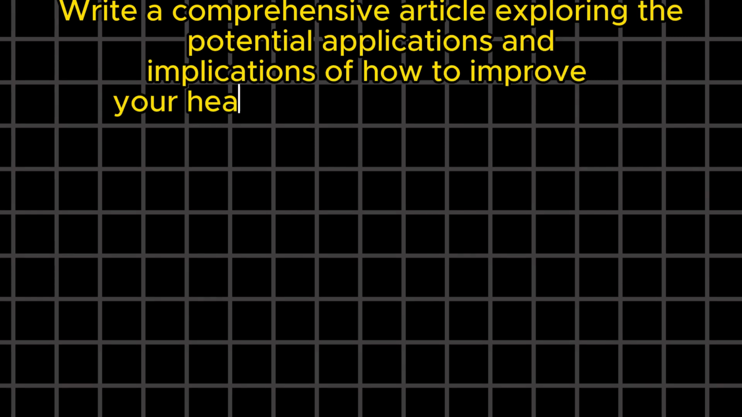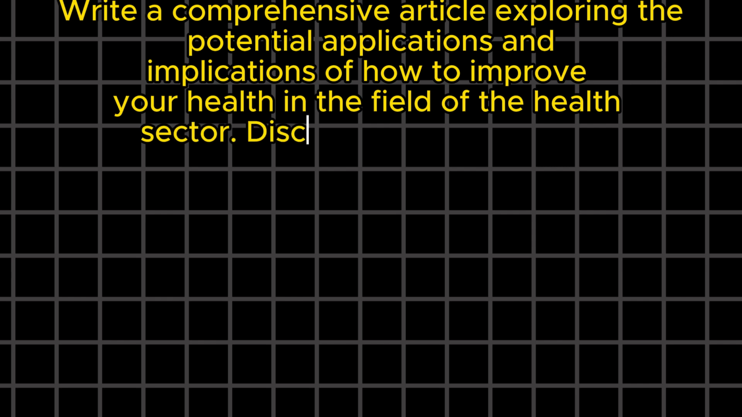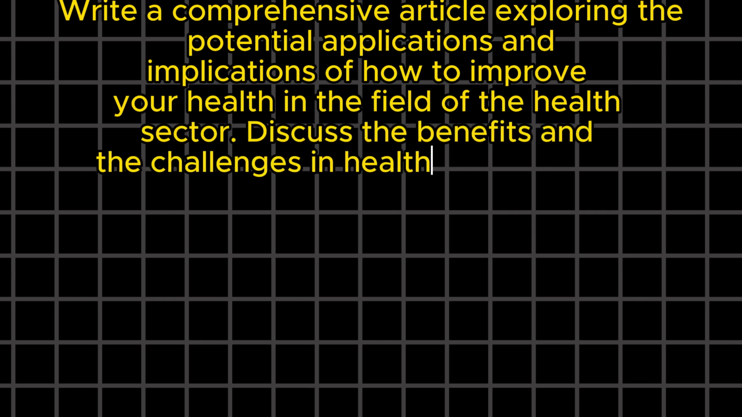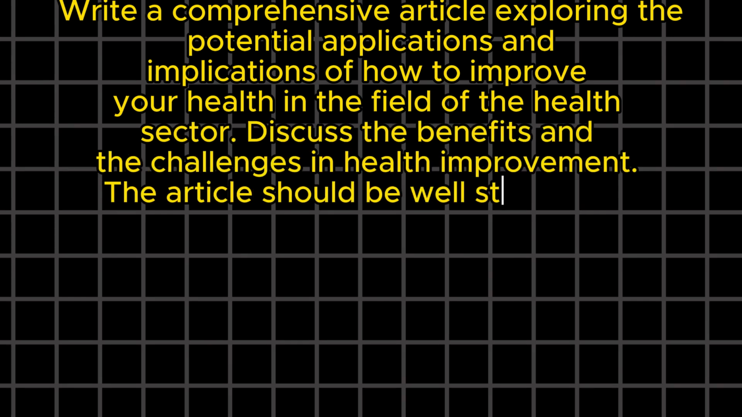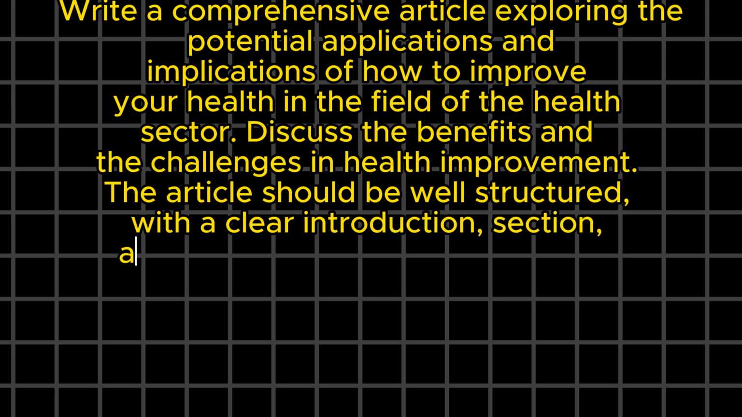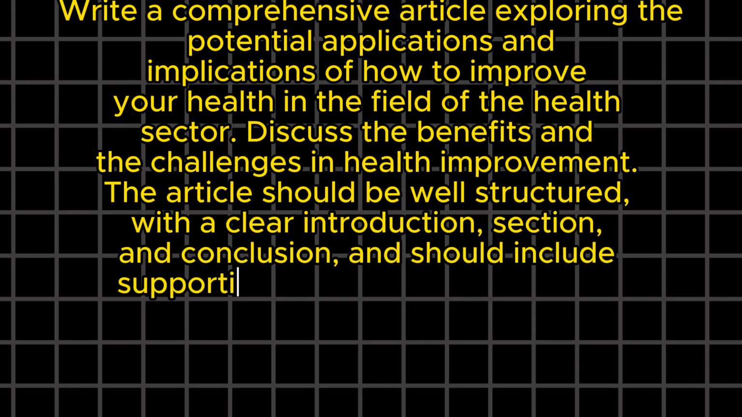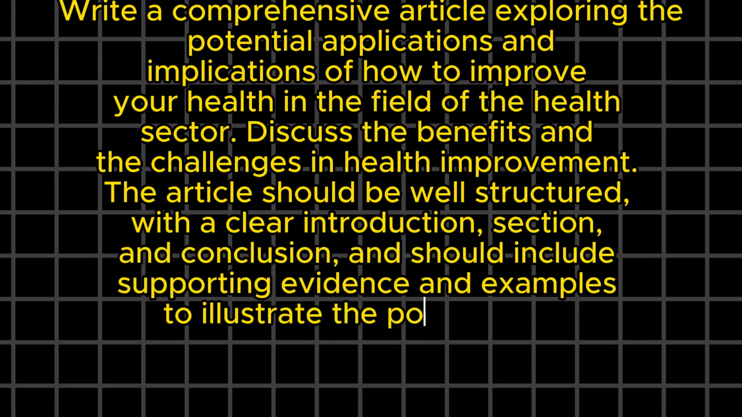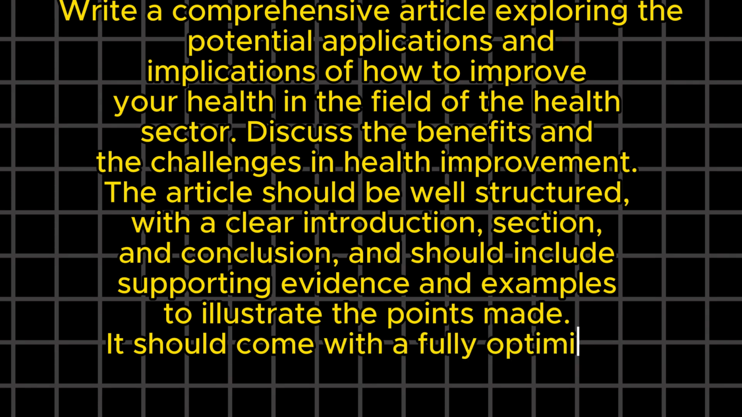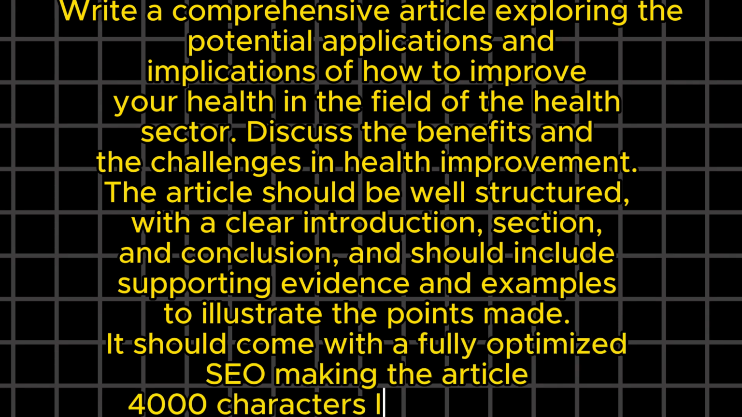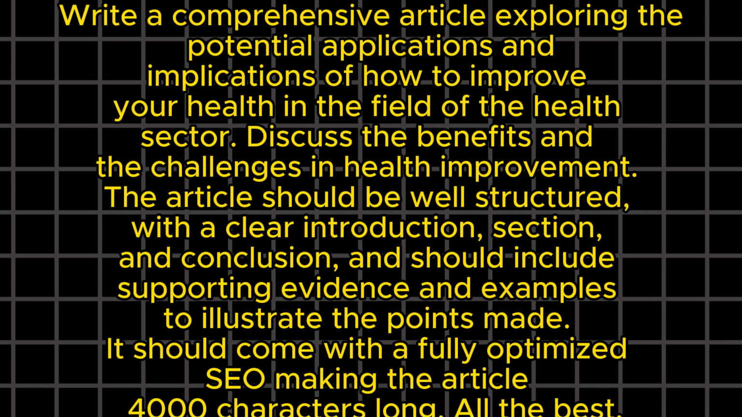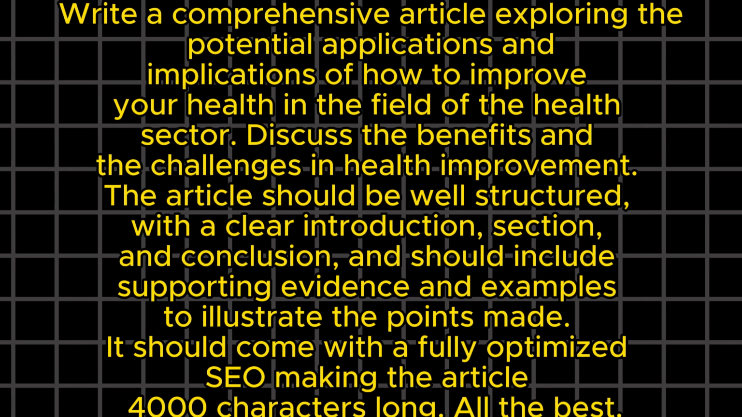Write a comprehensive article exploring the potential applications and implications of how to improve your health in the field of health sector. Discuss the benefits and the challenges in health improvement. The article should be well structured, with a clear introduction, section, and conclusion, and should include supporting evidence and examples to illustrate the points made. It should come with a fully optimized SEO, making the article 4,000 characters long.